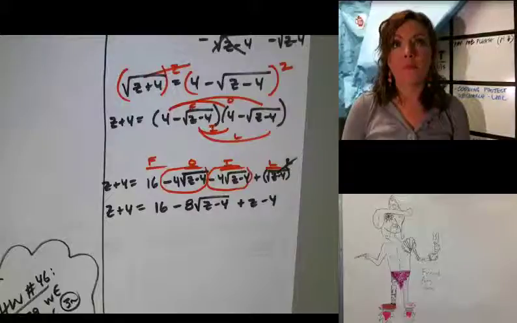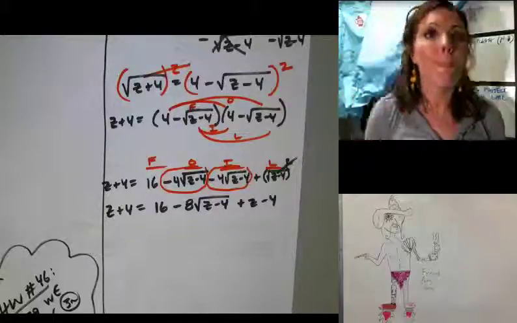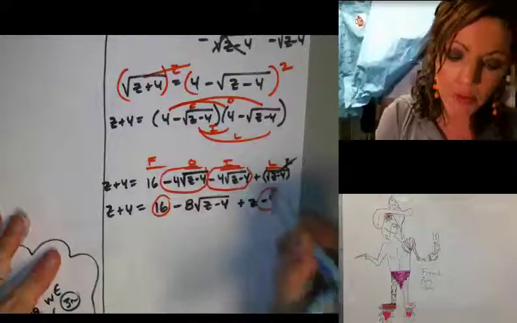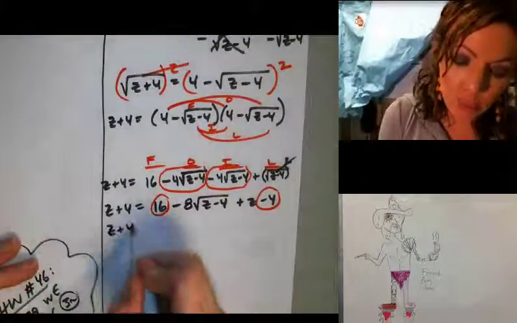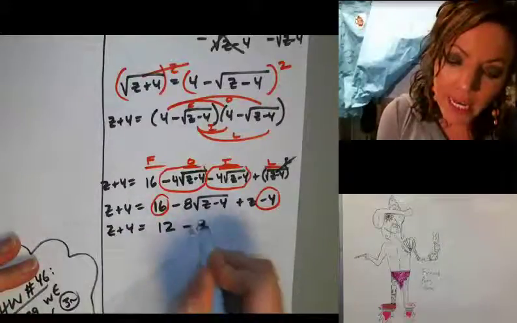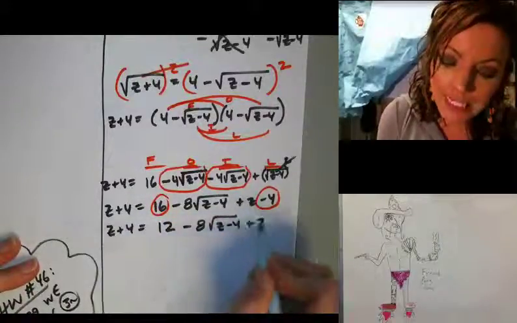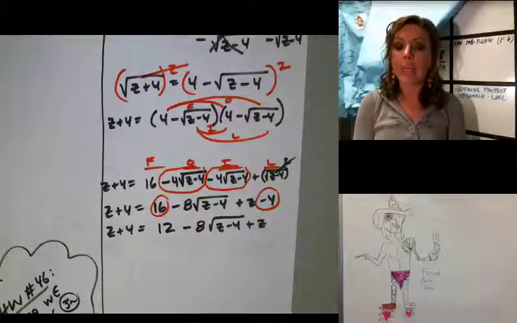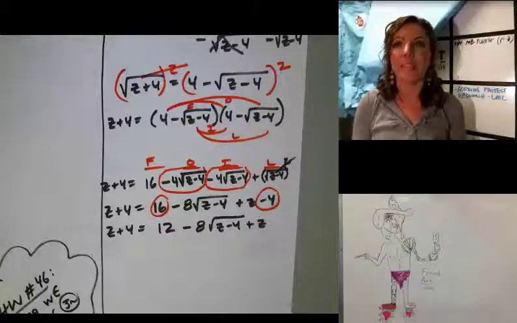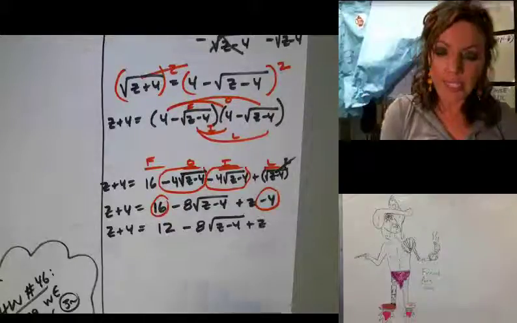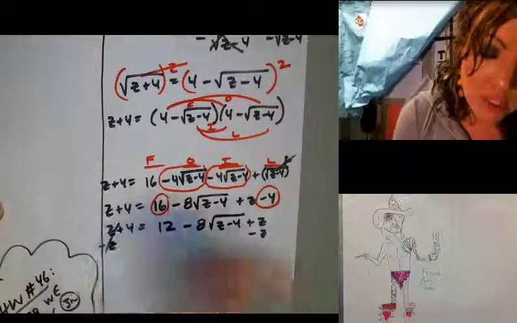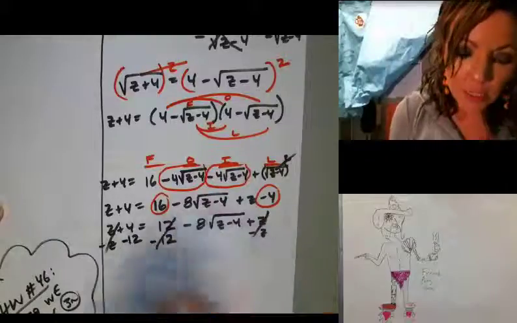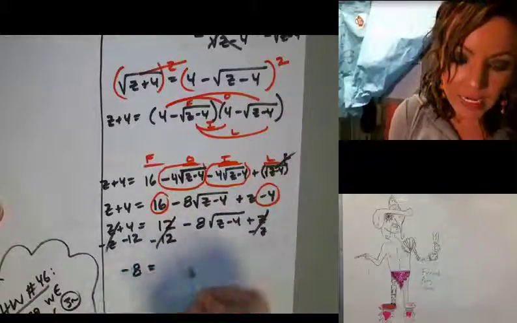Yeah, Rachel. Okay, good. So she's saying combine like terms. Everybody give it up for Rachel. z plus 4 equals 12 minus 8 root z minus 4 plus z. Good. Anybody notice anything about the z's that we have left and what would happen if we subtracted z from both sides? Good. Let's do that. They cancel. Let's at the same time subtract 12 from both sides. Multiple things at a time. Negative 8 equals negative 8 root z minus 4.